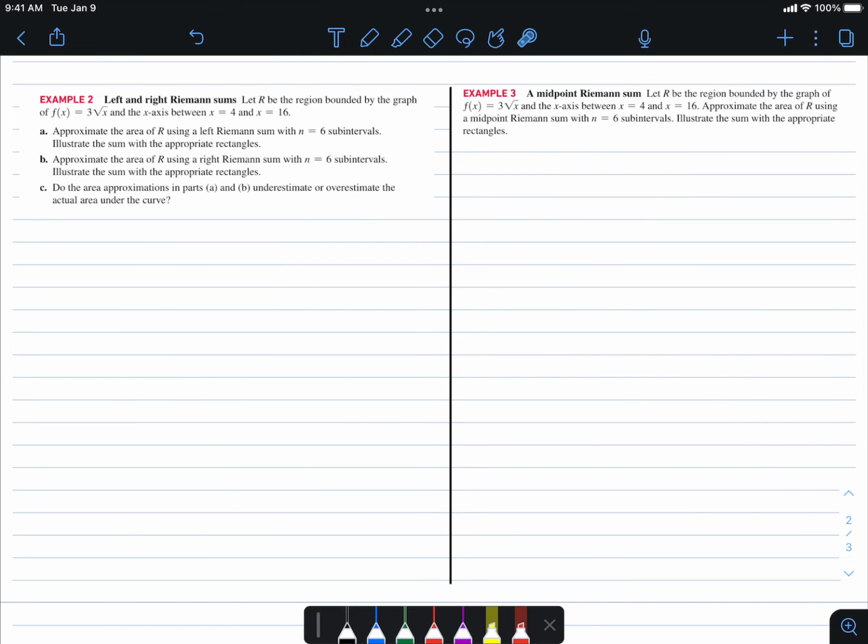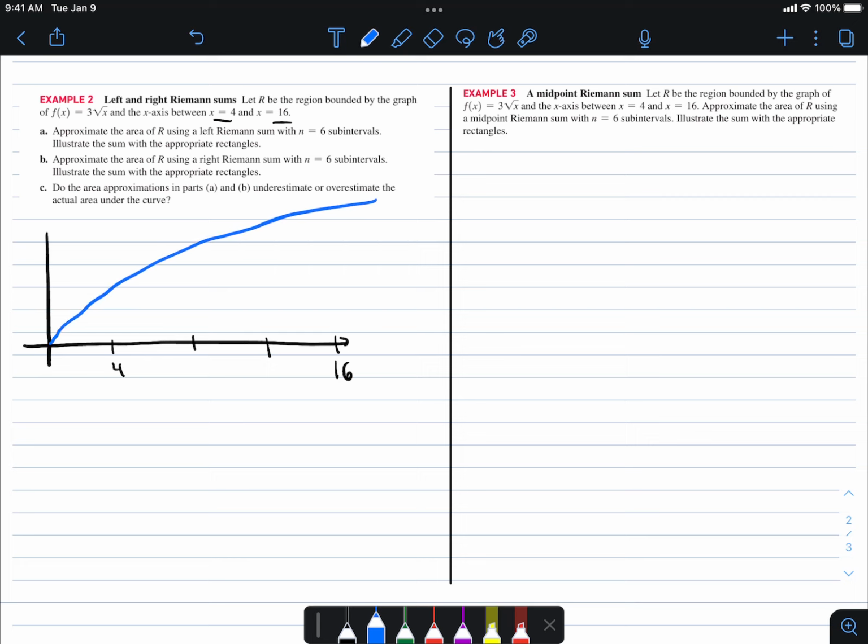You see here, we're using a graph of the function f of x equals 3 root x, so maybe I will follow it along that way. And we're going from 4 to 16. So that will be my 4, and that will be my 16. Trying to be a little bit to scale, but not necessarily. The graph of the square root function is kind of like this, right?